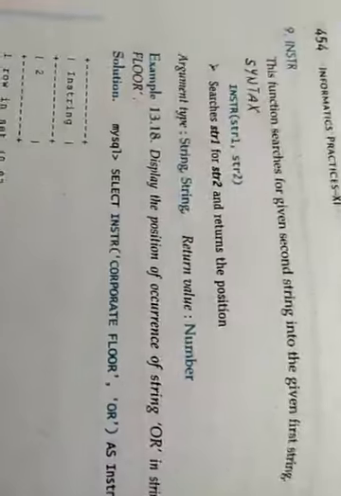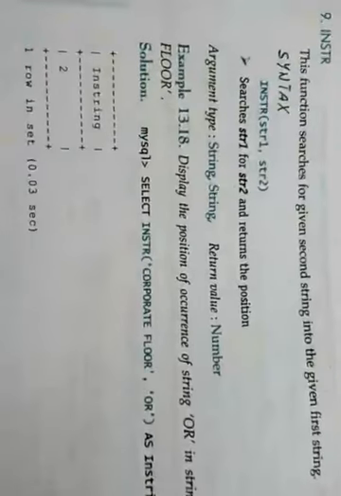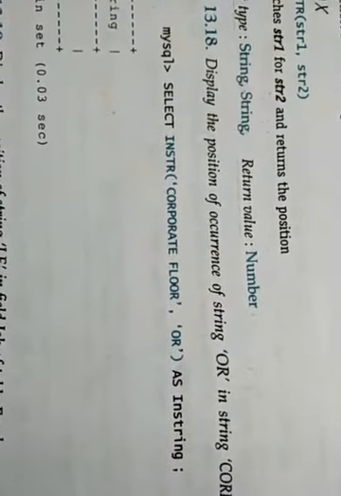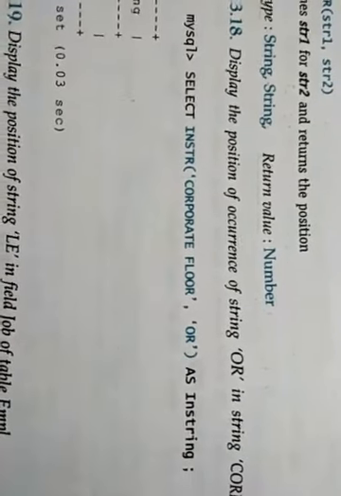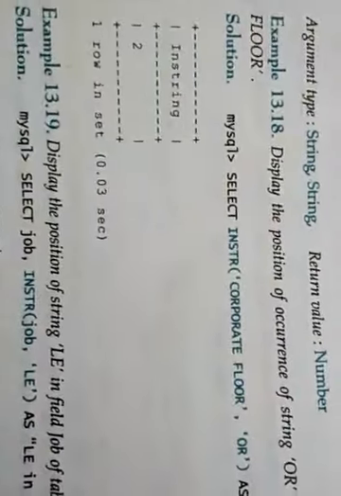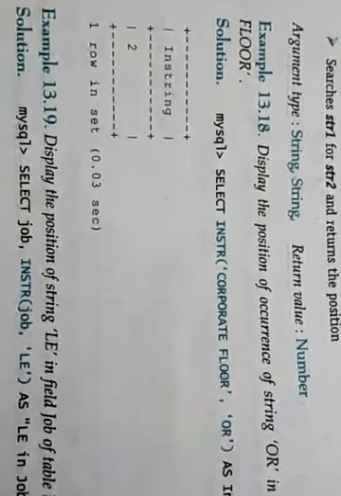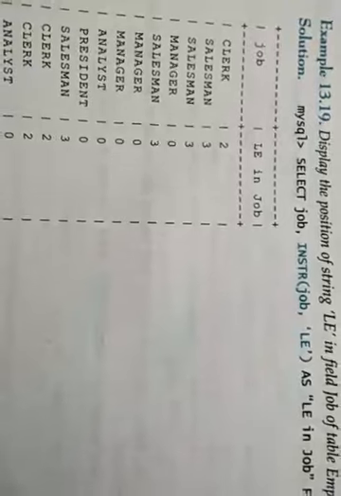Now the next function is INSTR. The INSTR function returns the starting position of a substring in a string. Let's take an example. SELECT INSTR('corporate', 'or'), where we are finding the position of 'or' in 'corporate'. This will return the first occurrence position of 'or' in 'corporate'. So the position is 2 because 'or' is coming at the second position in 'corporate'. This is another example that is working on a column of a table.